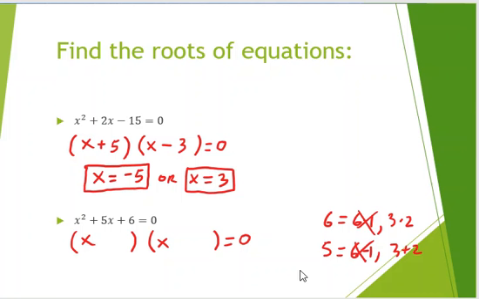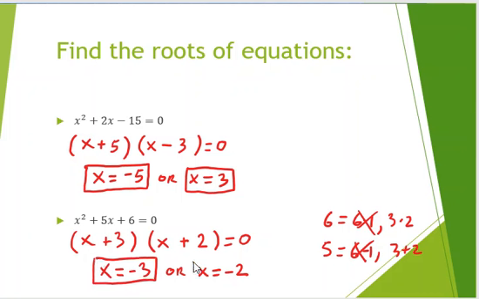But 3 and 2 works, because 3 times 2 gives us 6, and positive 3 plus positive 2 gives us 5. Therefore, x is equal to negative 3, or x is equal to negative 2. So those are two solutions or roots of our equation. Okay?